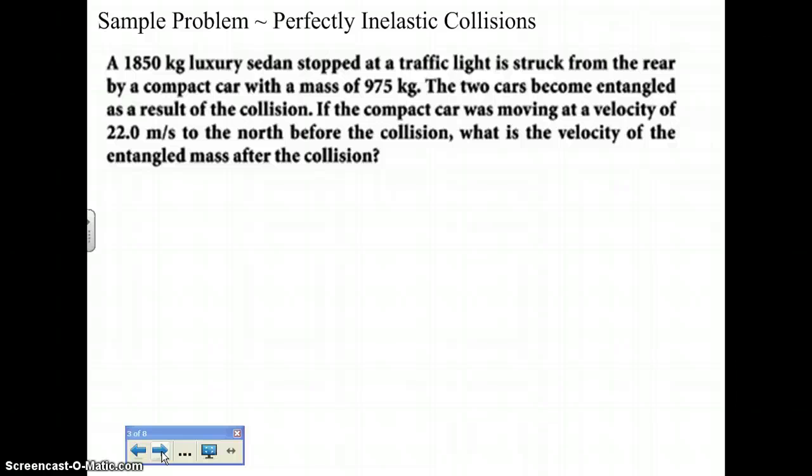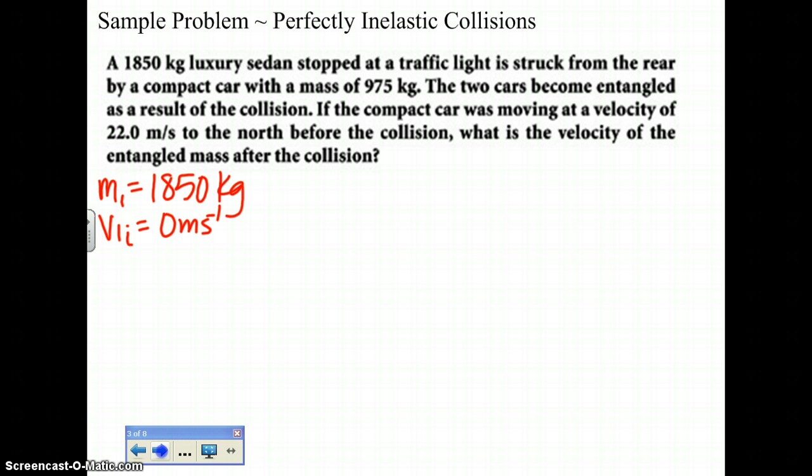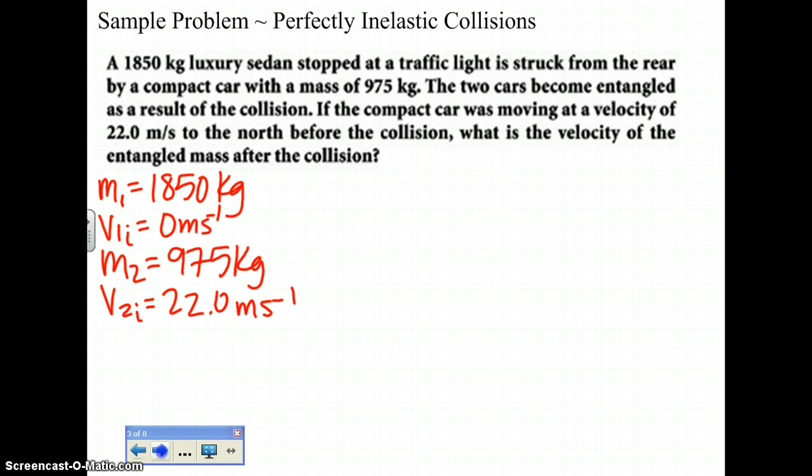So what do we know going into this, guys? Just read it right along here. The first thing that you come across is an initial mass of 1850 kilograms. It says that it stopped, so V1I is 0 meters per second. Second mass of the compact car here, 975 kilograms. And the two cars become entangled as a result of this collision. The compact car was initially moving, so V2I is 22.0 meters per second. What is the combined velocity after they collide with each other? So VF is your unknown.